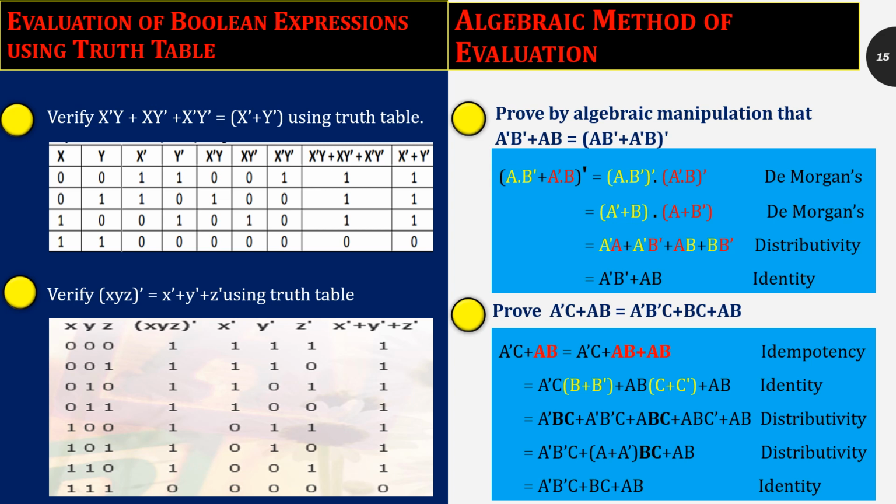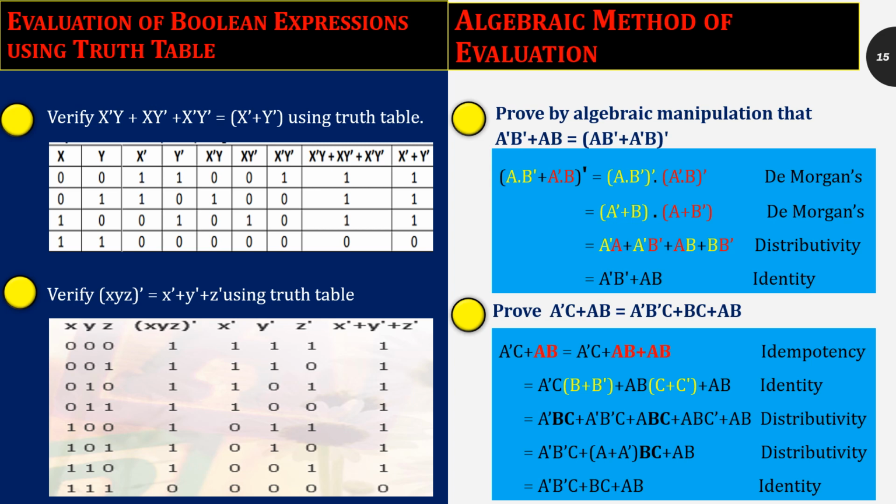Similarly, the second question: verify xyz the whole bar is equal to x bar plus y bar plus z bar. First we need to find xyz, then xyz the whole complement, then find x bar, y bar, z bar, and then x bar plus y bar plus z bar. Then check whether the left hand side is equal to the right hand side. If they are equivalent, we can say that this expression is true.